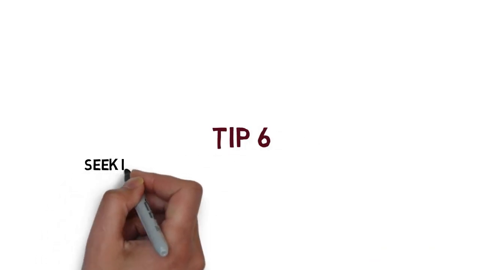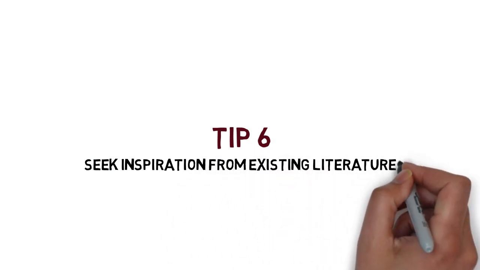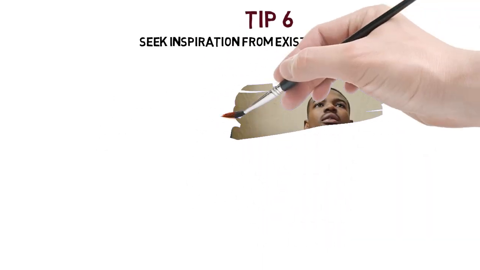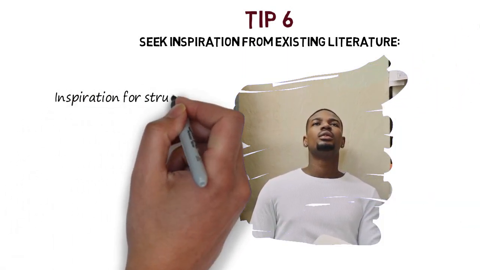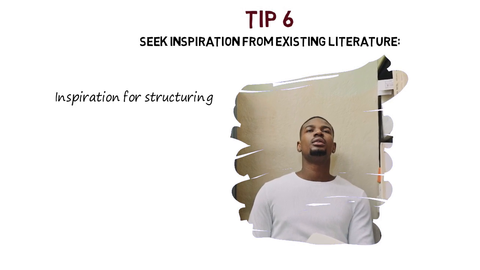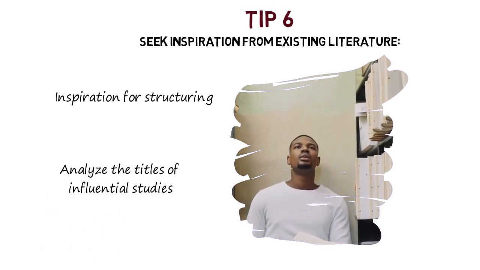Tip 6. Seek inspiration from existing literature. Review published research articles in your field to gain inspiration for structuring and wording your title. Analyze the titles of influential studies to understand how they effectively capture the essence of the research while being concise and engaging.